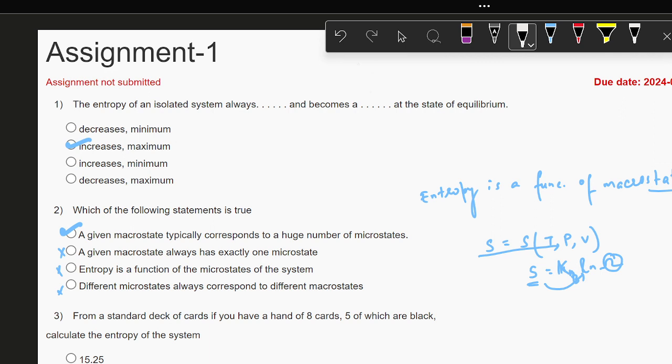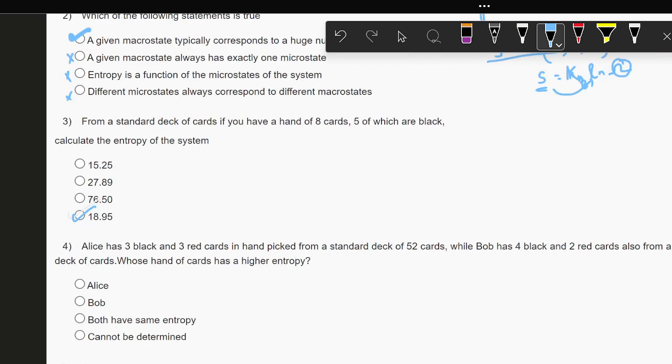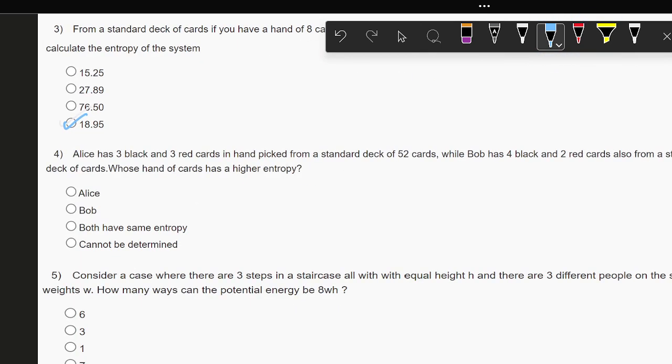Yeah, so this is the option 18.95, option number D. So basically this was the answer to question number 3, also done. I hope this is clear. If this is clear, then we can move on to question number 4. So let us move on to question number 4 then.